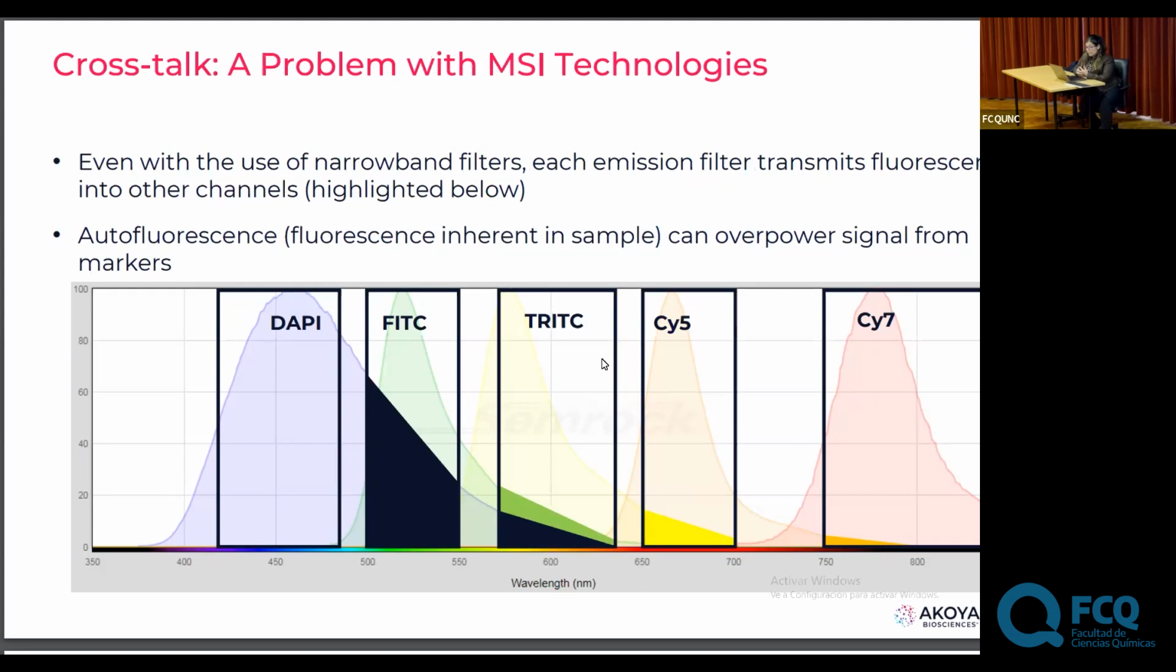Attempting to image more than 4 biomarkers with conventional imaging technologies leads to an insurmountable excess of crosstalk. The problem here is that even with the use of narrow band filters, you still have bleed through where the emission from one fluor is picked up through the emission filter that's paired with another fluor. This is especially problematic with fluors that have broad emission spectra, for example, like DAPI, shown here in the diagram. DAPI signal bleeds through the FITC and TRITC channels. Autofluorescence, which is inherent to all of our samples, also becomes an issue because it can overpower signal from your target markers.